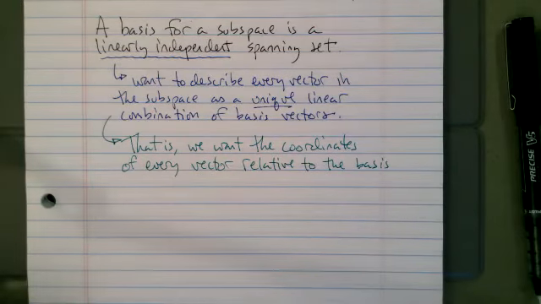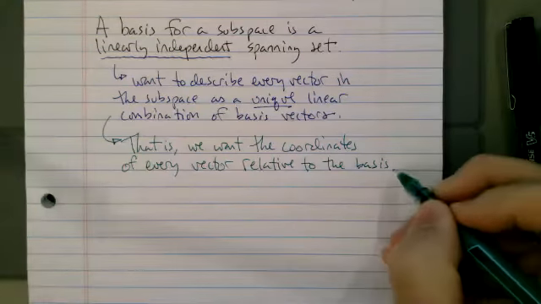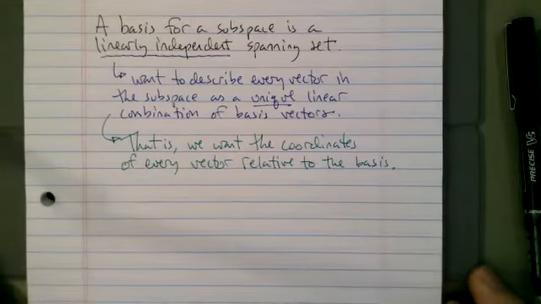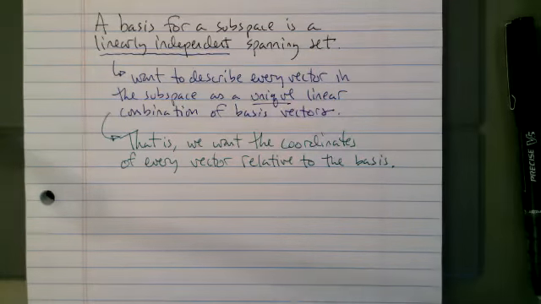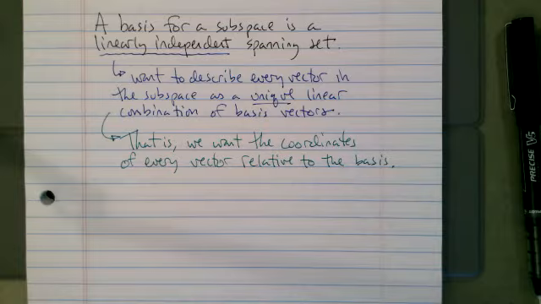So we want to be able to describe everything as a unique linear combination of the vectors in the basis. And we will call those the coordinates of the vector relative to the basis. Any questions? Let us stop and do an example.